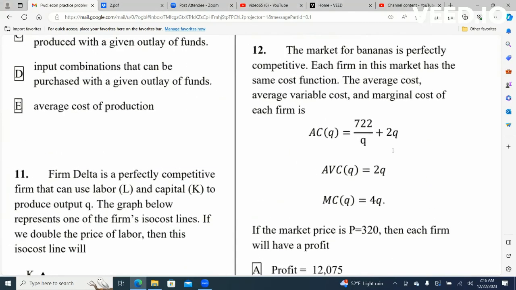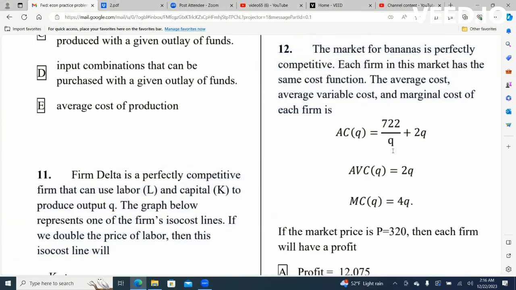Okay, so on to number 12. The market for bananas is perfectly competitive. Each firm in this market has the same cost function. The average cost, average variable cost, and marginal cost of each firm is given. So in perfect competition, we have many firms, all of them with those same three characteristics. If the market price P equals 320, then each firm will have a profit of what?